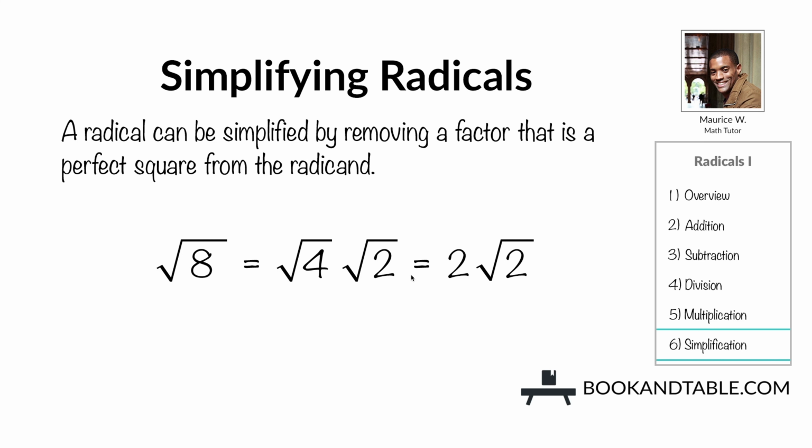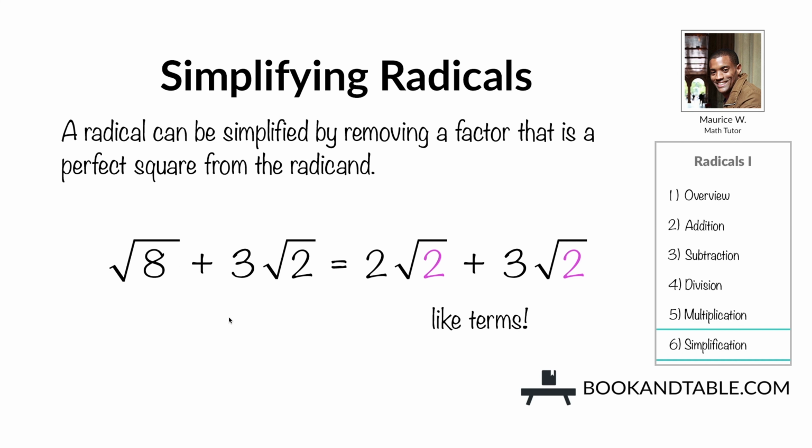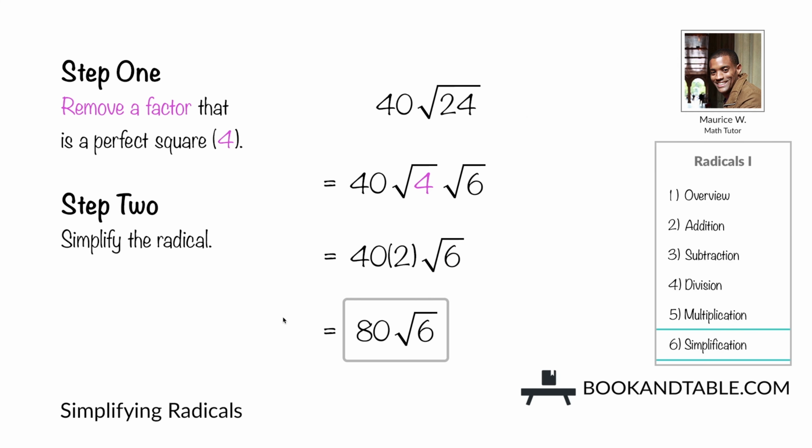Now, why do we want to go through the trouble of simplifying a radical term? It's because in some examples, we'll have multiple radical terms, and as it first appears, an expression like radical 8 plus 3 times radical 2 has terms that are not like terms. But when we simplify radical 8 and we get 2 radical 2, now we have two like terms that can be combined further by adding their coefficients. So simplifying radicals is a method that is going to help us consolidate radical terms.